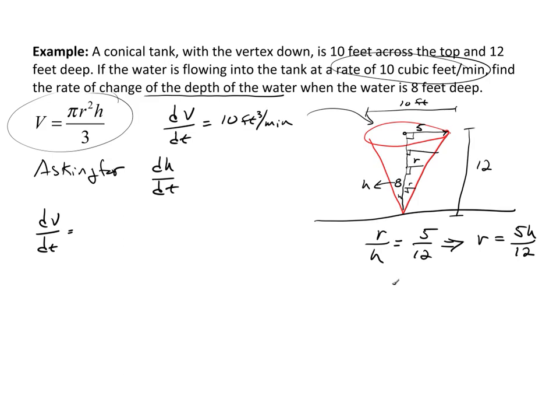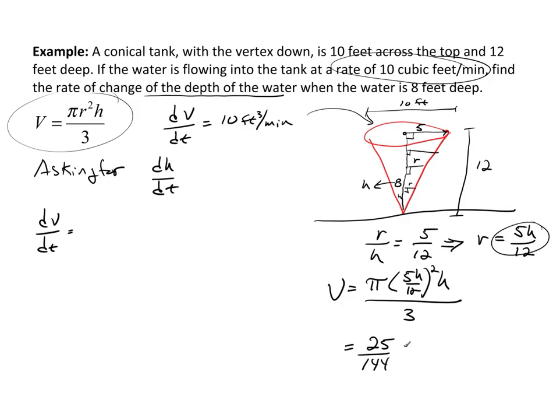So what I did is I wrote r in terms of h. Well, by doing that, I'm going to come back into this, and I'm going to say that volume is then equal to pi times r squared, which is (5h over 12) squared, times h over 3. So I could simplify this a little bit. The 5 would be 25, the 12 is 144. So 25 over 144 pi h cubed, all over 3.